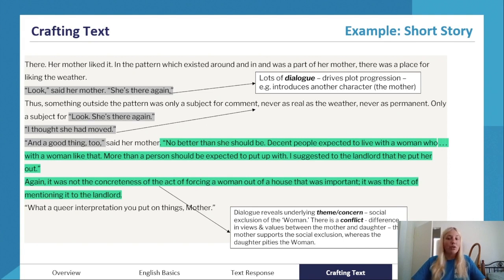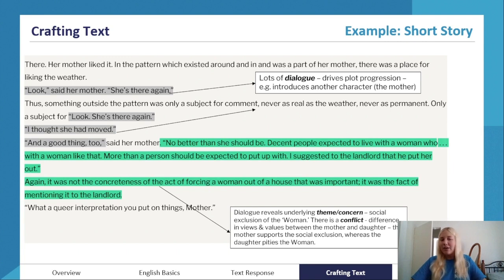We see that the dialogue is driving plot progression. It introduced another character, and it introduced something else. "She," whatever she is. And that's building tension because we don't know yet who she is.